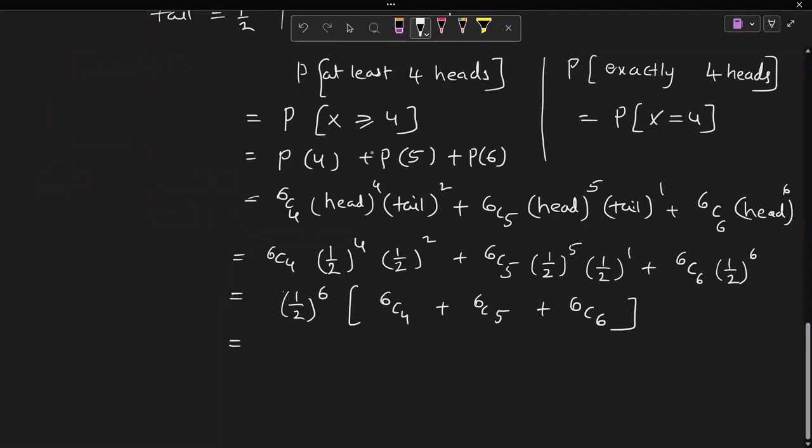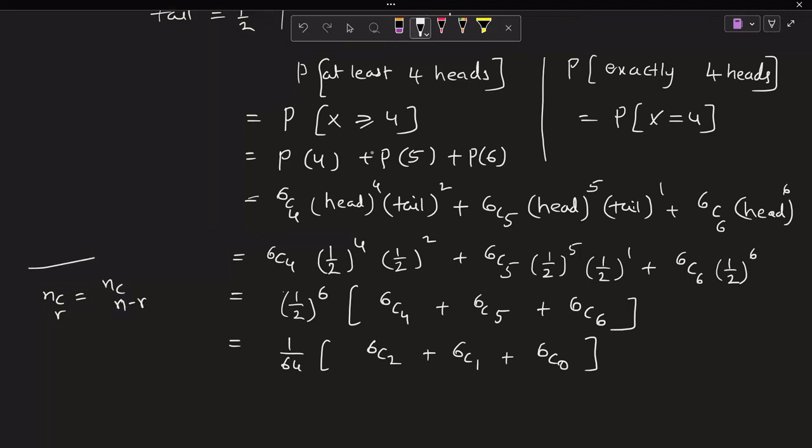So 1 by 2 power 6 means 1 by 64, since 2 power 6 is 64. 6C4 is nothing but 15. And 6C5 is nothing but 6C1, and 6C6 is nothing but 6C0. Here I am using the formula nCr is equal to nC(n minus r), equidistant binomial coefficients are equal.